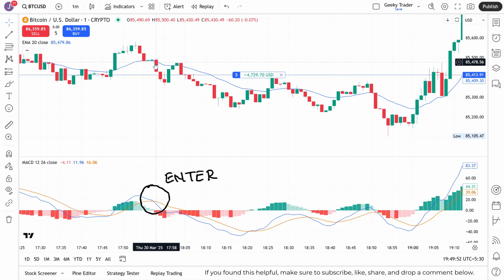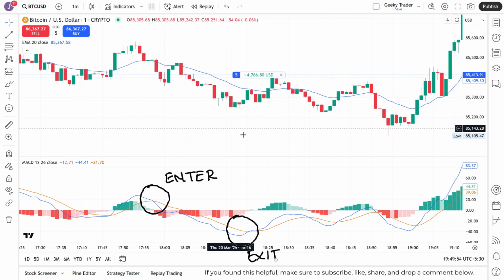When all these conditions align, the MACD crossover, red histogram, and price breaking below the 20 EMA, this is a strong indication that it's time to enter a sell trade. By waiting for these confirmations, we filter out false signals and increase our chances of catching a strong downward move.